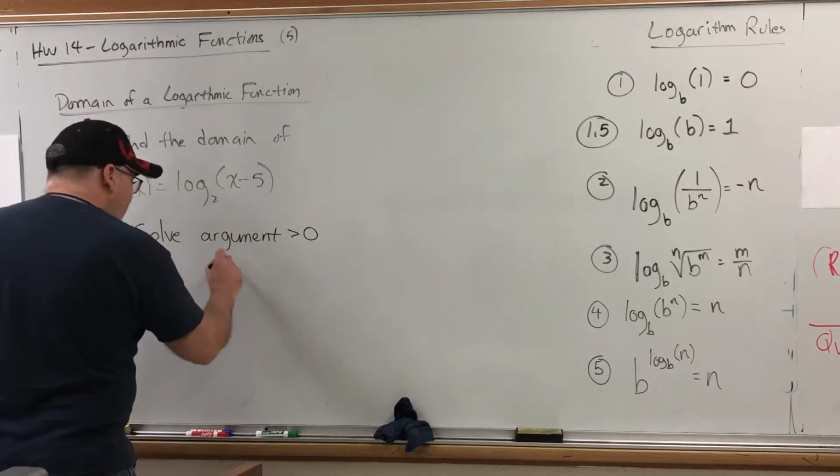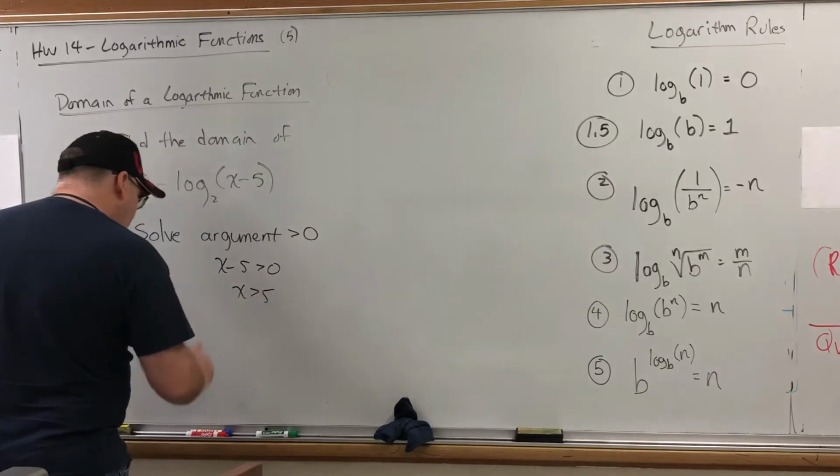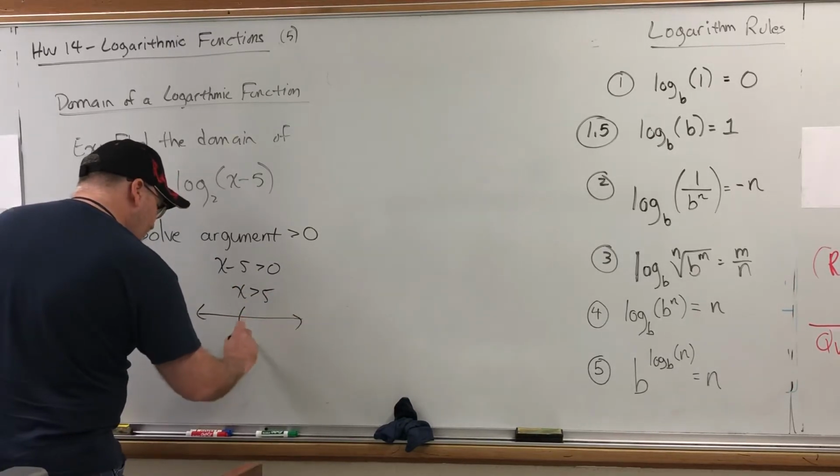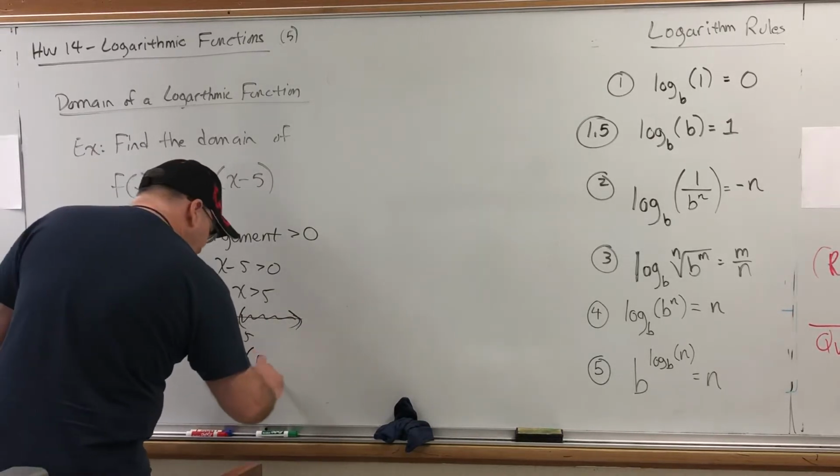So all you have to do is solve x minus 5 is greater than 0. You get x is greater than 5. On a number line, that's everything to the right of 5 but not including 5. And as an interval, parentheses 5 comma infinity.